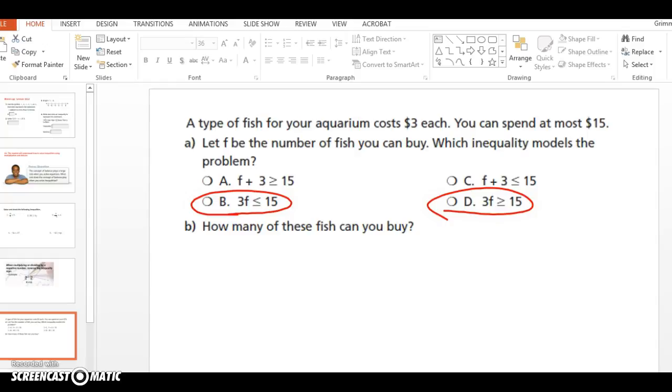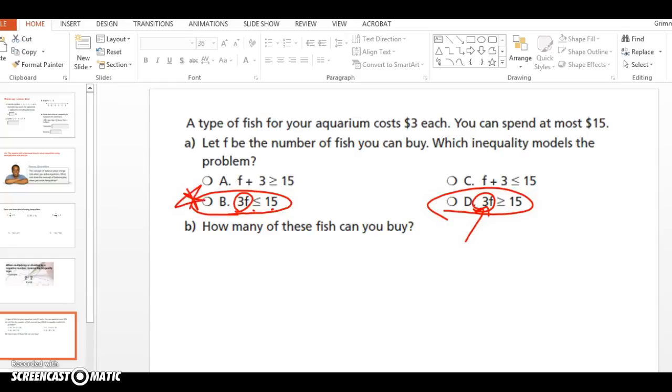Okay, so we gotta decide which one it is. You can spend at most 15, which means that's the maximum amount that you have in your pocket. So if you go with this one, it's saying that you would have more than $15. This one right here is saying if I buy 3 fish, it has to be less than $15. So we want to go with choice B.